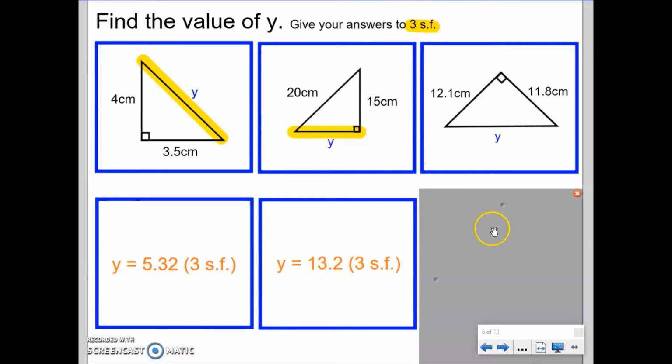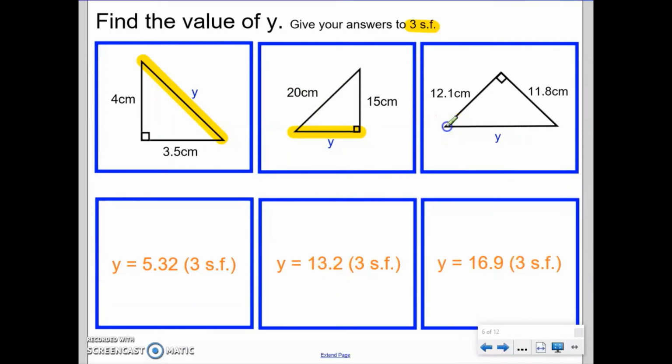For the third answer, the length of y is 16.9 to 3 significant figures. We are back to working out a hypotenuse. Remember that it's opposite the right angle and it's the longer side. So we should be squaring 12.1, squaring 11.8, adding those 2 results together, and then square rooting that total to find the value of y. Very well done if you've got all 3 of those correct.